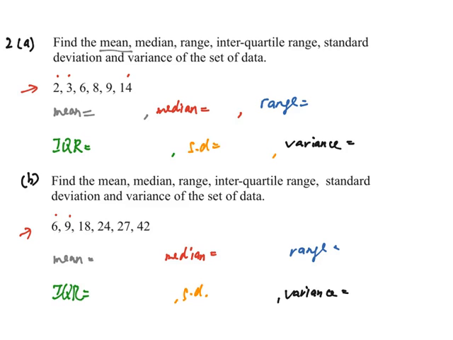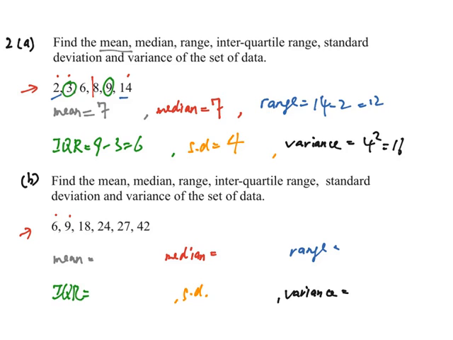Okay, let's check 2A. For the mean, you can find it: 7. Shift 1 for the median, so it is 7. For the range, 14 minus 2, so it is 12. And the interquartile range, upper minus lower, so 9 minus 3 equals 6. For SD, shift 2, then you can get the answer, which is 4. Lastly, the variance is 4 squared, so 16.